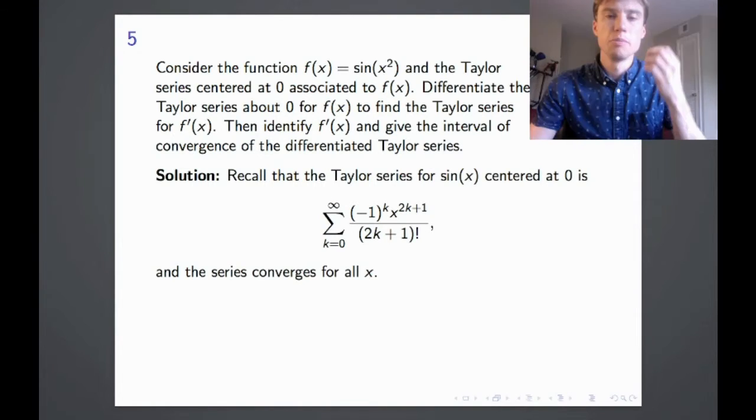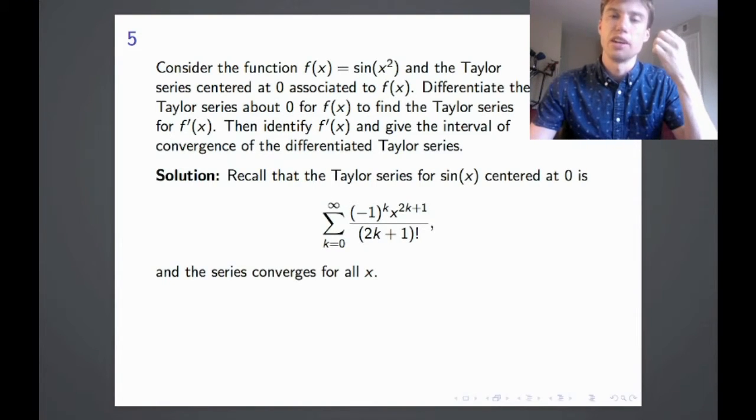Let us remember the Taylor series for sine of x centered at 0 is given by the sum from k equals 0 to infinity, negative 1 to the k, x to the 2k plus 1 divided by 2k plus 1 factorial. This series converges for all x.